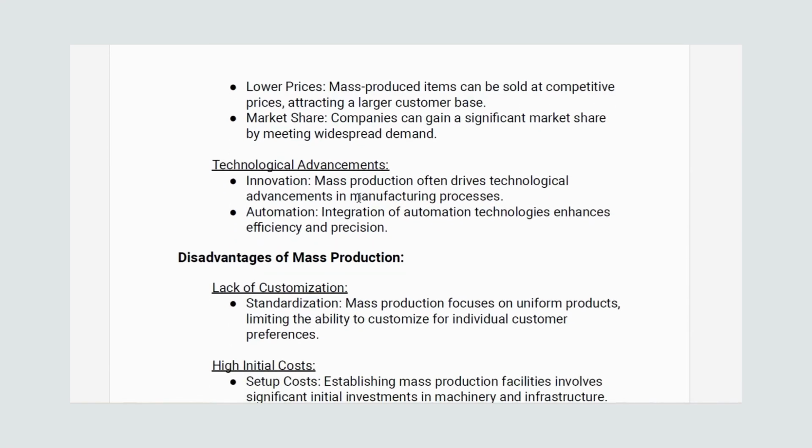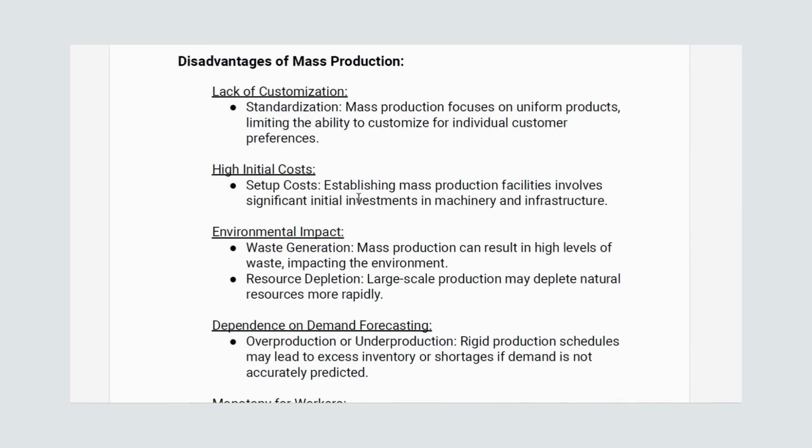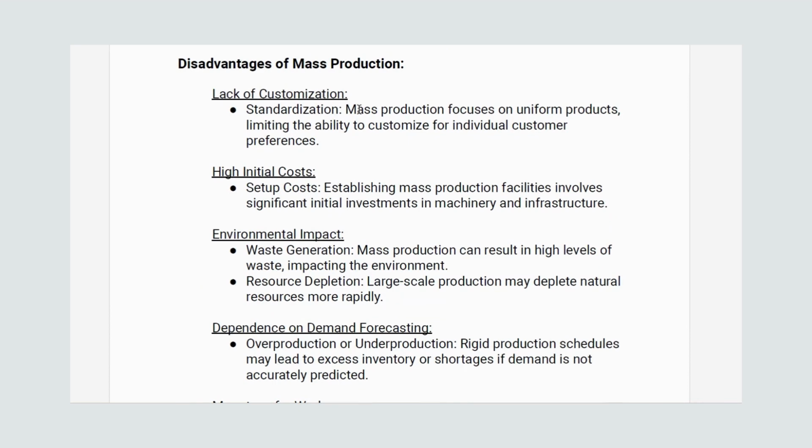When we talk about disadvantages of mass production, the first thing that comes to our mind is lack of customization. In mass production, a large quantity of goods are being produced, right? As it focuses on uniform products, it limits the ability to customize to individual customer preferences. Also, the initial investment in machinery and infrastructure needed for mass production is of high initial cost.